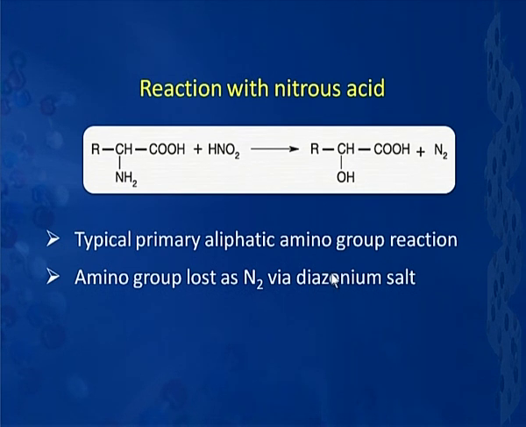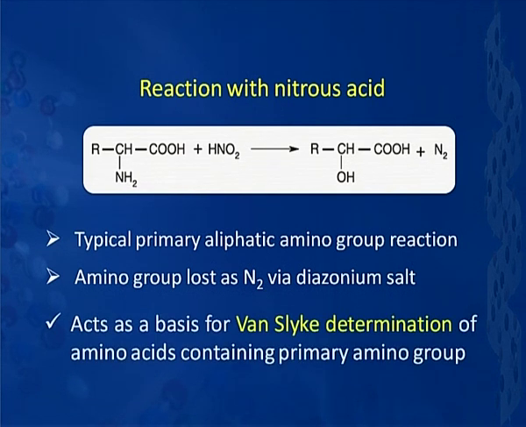This is basic school chemistry, and the important thing in this whole process is that this nitrogen comes out quantitatively, and this nitrogen can be estimated, and that forms the basis of Van Slyke determination of amino acids containing a primary amino group. So, it means wherever there is a primary amino group in an amino acid, that can be determined in this particular way, and this is a very old classical method of determining the amounts of alpha amino acids. So, that is one reaction, very simple and useful.